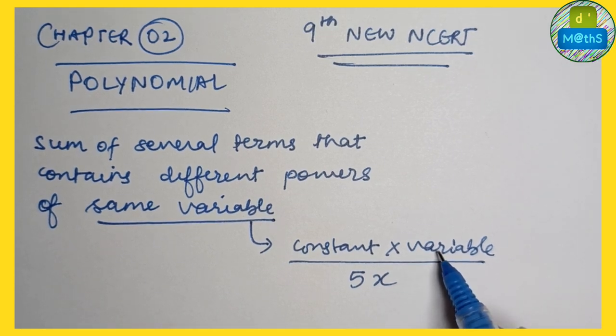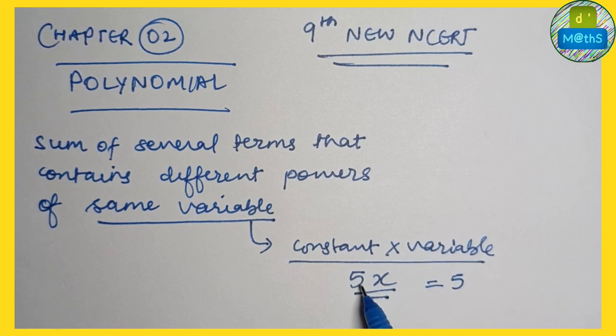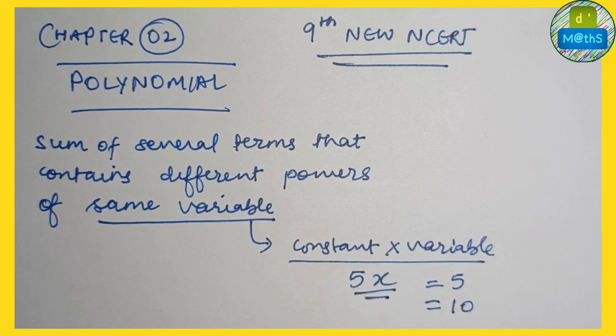As your variable's value changes, this expression's value will also change. Suppose if x is 1, then this will be 5 only, because your constant is not changing. The constant is permanent for your given problem, but as you change the variable, your overall value will change. When you put x equals 2, this whole value becomes 5 into 2, which is 10. I hope you are getting it.